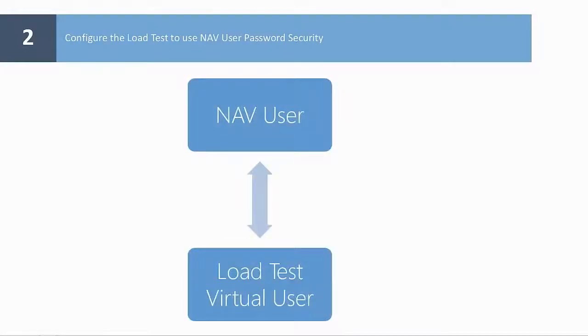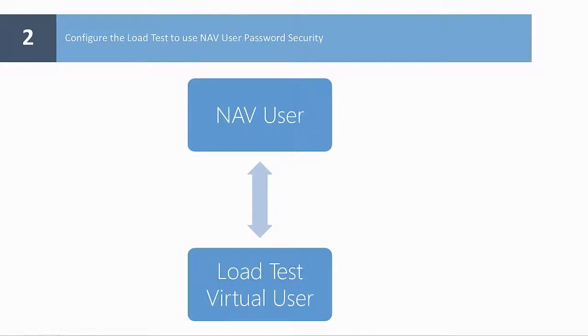So just to explain how this is going to work, we need to create a NAV user for every load test virtual user. So we have unique users being represented by each virtual user. And the way we do that is we know that Visual Studio is going to give each virtual user an ID starting with 0, and at runtime we can get that ID.